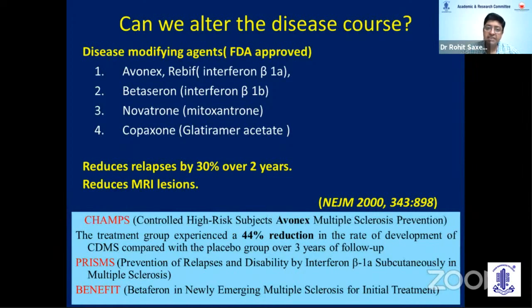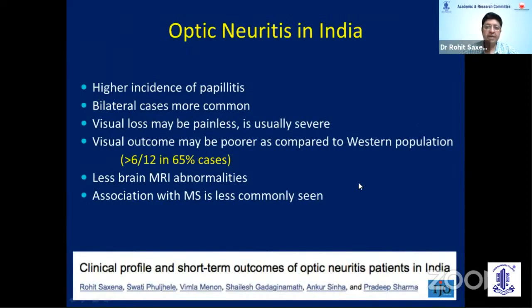We now have disease modifying agents that can be tried, which can reduce the relapse rate by 30% over 2 years. There are a lot of studies that have proven the role of disease modifying agents in preventing multiple sclerosis developing in patients presenting with optic neuritis. So we need to discuss with our neurologist and plan the treatment in the long term.